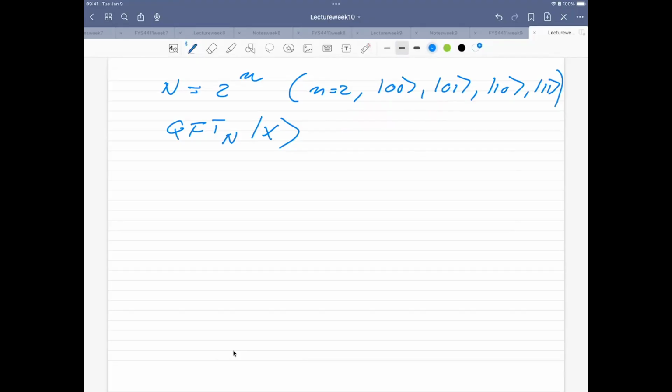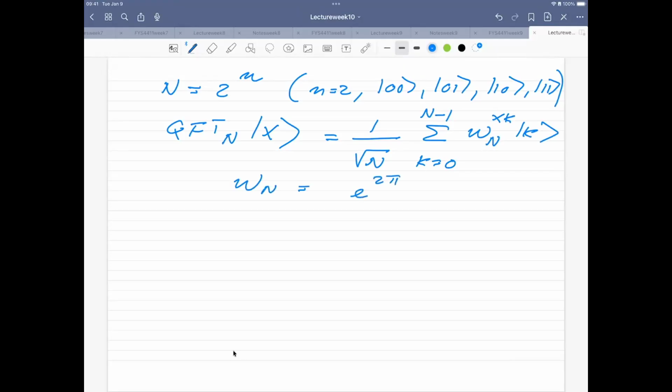So the equation which we have been looking at is 1 over square root of n, and then we have a sum over k equals 0. And these are the basis states which we are acting on. And we have n such states. And we have this omega n to the power of xk here. And this omega n is equal to e to the 2 pi i divided by n.